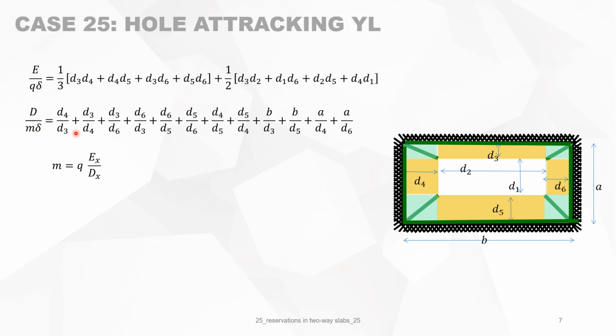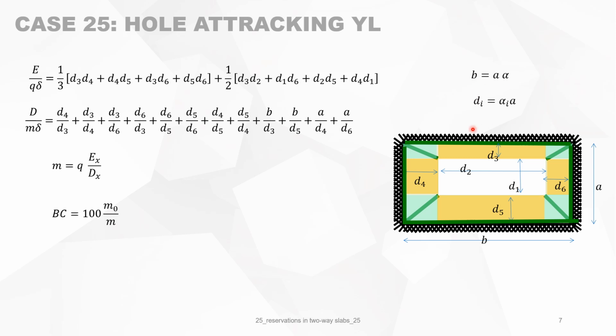We cannot write it out in one formula. You can do it, but it's a very large formula and not very practical. So we leave it like it is there. The bending moment is then given by E is equal to D, and then you have Q times AX divided by DX. The EX is E over Q delta, and DX is equal to D over M delta. The bearing capacity is then defined as 100 times M0 divided by M. M0 is the maximum bending moment without the reservation.